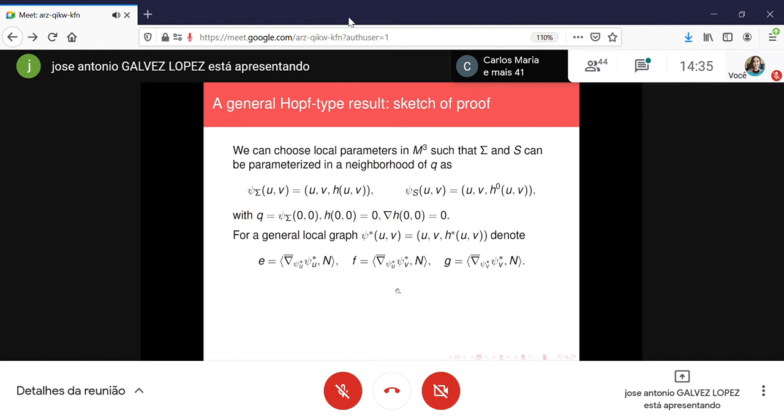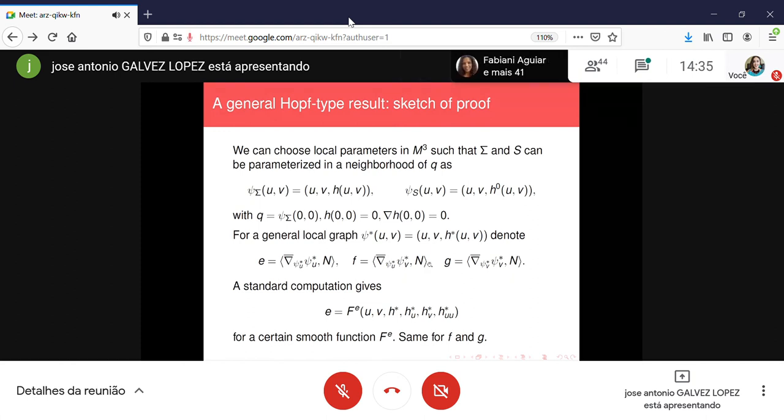Okay, for a general graph, psi star, written as u, v and the height function h star, we will denote by e, f, and g the coefficients of its second fundamental form. A standard computation gives that the coefficient e can be computed as a certain smooth function f_e depending on the coordinates of the immersion (u, v, h star), the first derivative, and only depending on the second derivative of the height function with respect to u twice.